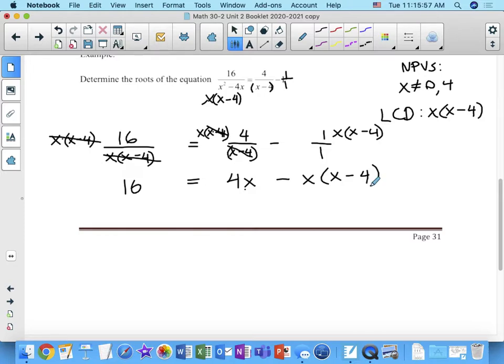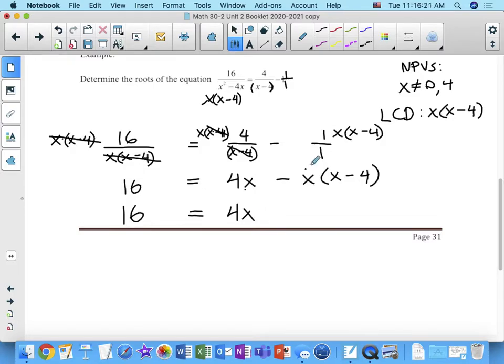And now what I need to do is expand, right? So I've got some sets of brackets here. I need to multiply out, collect like terms if I can. Okay, so I'm going to take that step. So on the left side, I've just got the 16. And then 4x. And then here I'm going to distribute.